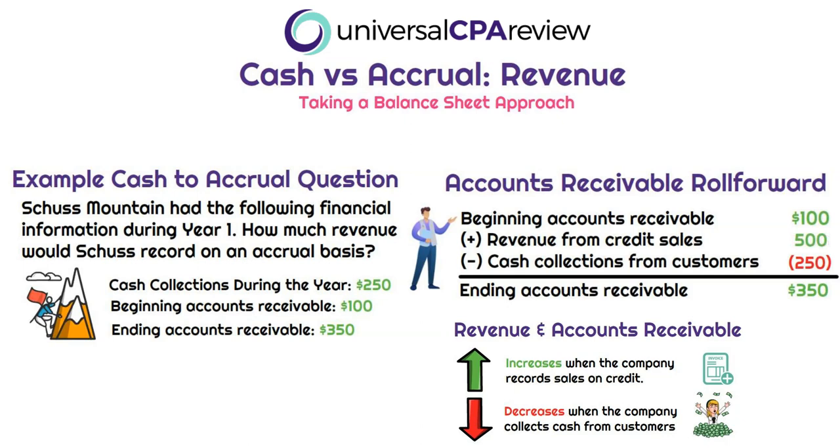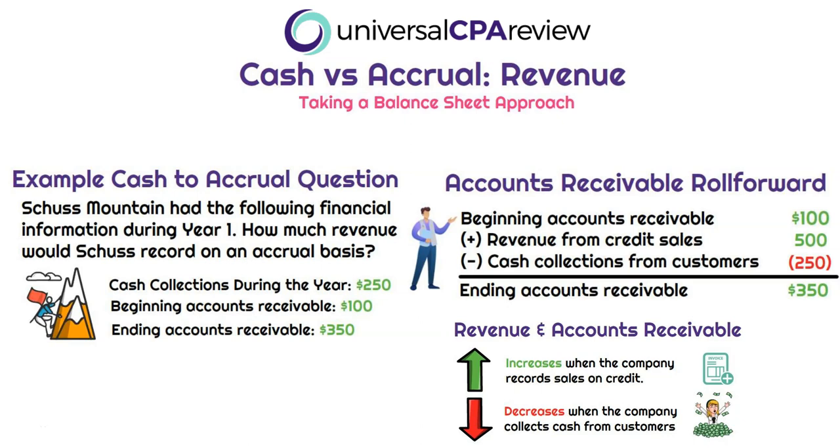Well, it's just going to be $500 here, right? That's the only number that causes this roll forward to balance. So think about it. If we had beginning accounts receivable of $100, we add in $500, that takes us to $600, and then we collected $250, so that decreases the accounts receivable balance back down to $350, and that's our ending balance.